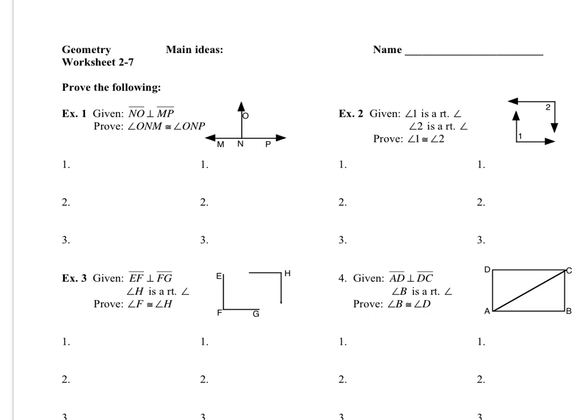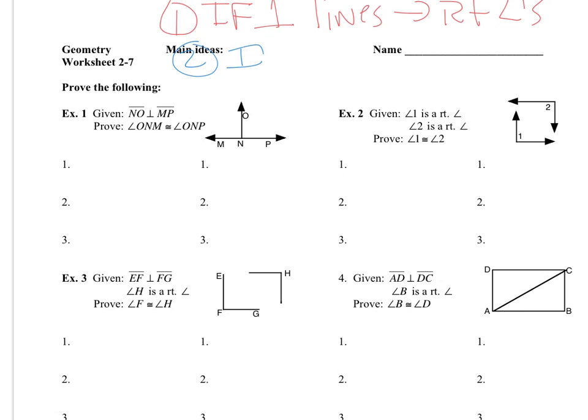And our first main idea is going to be, number one: if perpendicular lines, then right angles. That's the first one. And our second main idea, we talked about this yesterday: if right angles, then congruent.